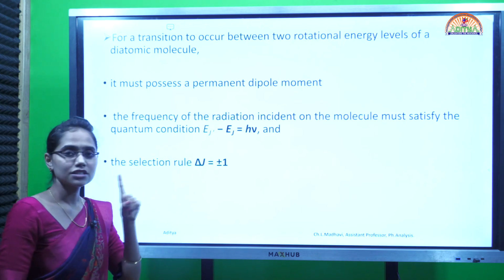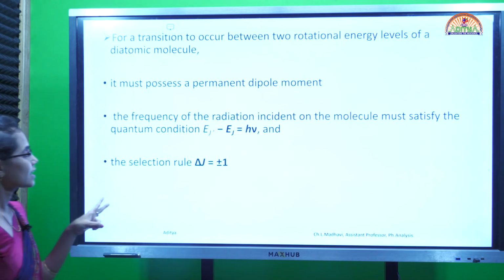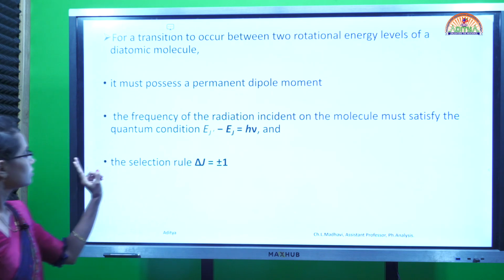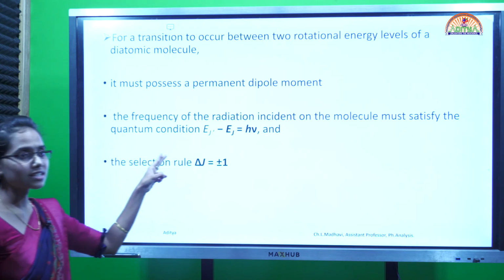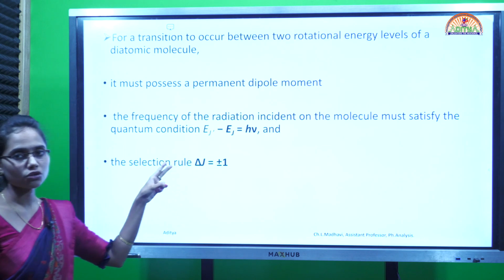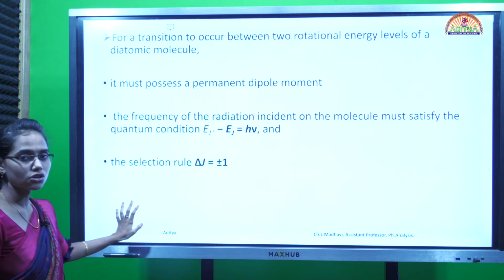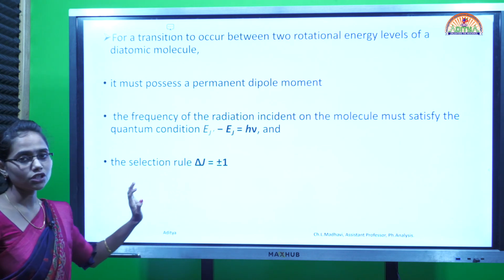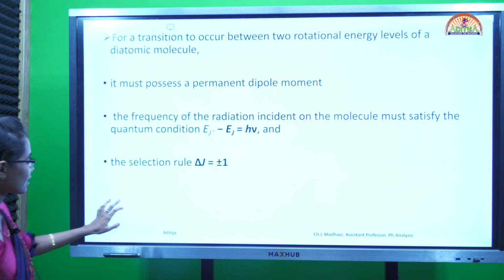So one thing is it should have a permanent dipole moment. Second, the quantum condition E(J+1) minus Ej equals h nu should be satisfied, and also the selection rule, that the difference between the two energy levels should be plus or minus 1.